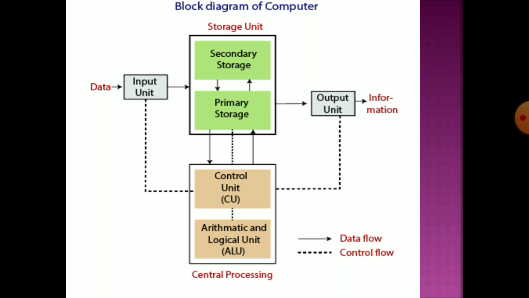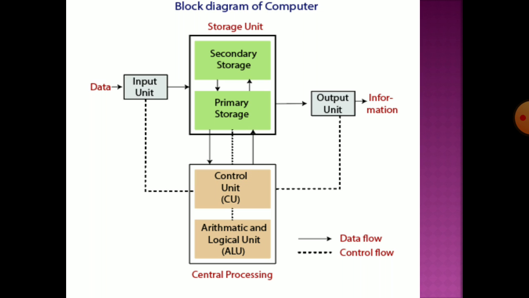So from input the data is coming, but from storage the data is not going back to your input. Remember that point. From storage the data goes to your output, but from your output the data does not come back to your storage. You have to remember that. But from storage to CPU and from CPU to storage, both ways are possible. That is, the data is coming and also going.